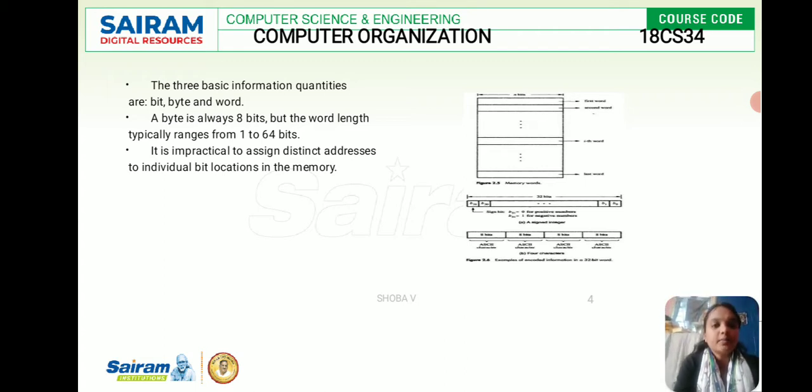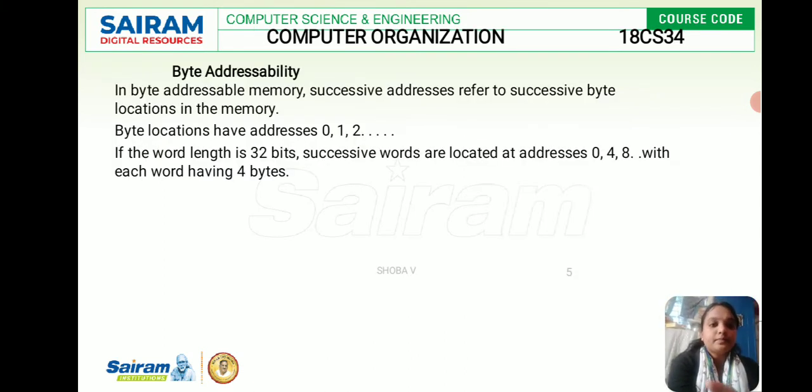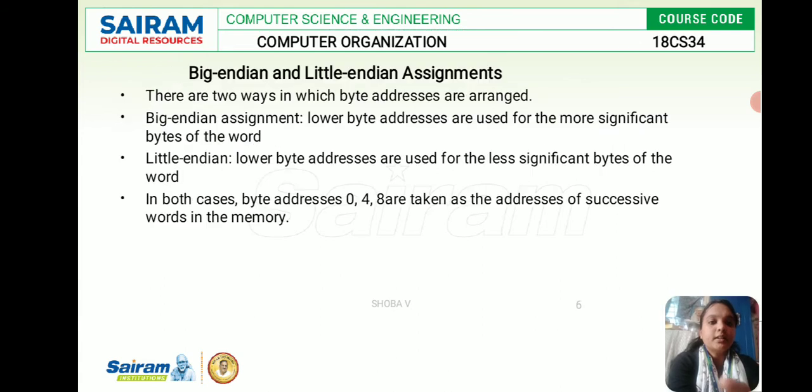So here is a diagram where all the basic information quantities are described. This is the byte addressability, and big-endian and little-endian assignments are here. There are two ways in which byte addresses are arranged: first is big-endian and the other is little-endian. In big-endian assignment, lower byte addresses are used for the more significant bytes of the word, and in little-endian, lower byte addresses are used for the less significant bytes of the word. In both cases, byte addresses 0, 4 and 8 are taken as the addresses of successive words in the memory.